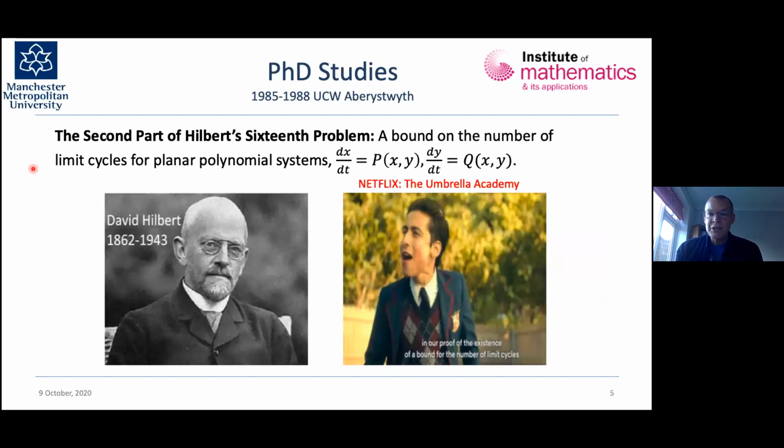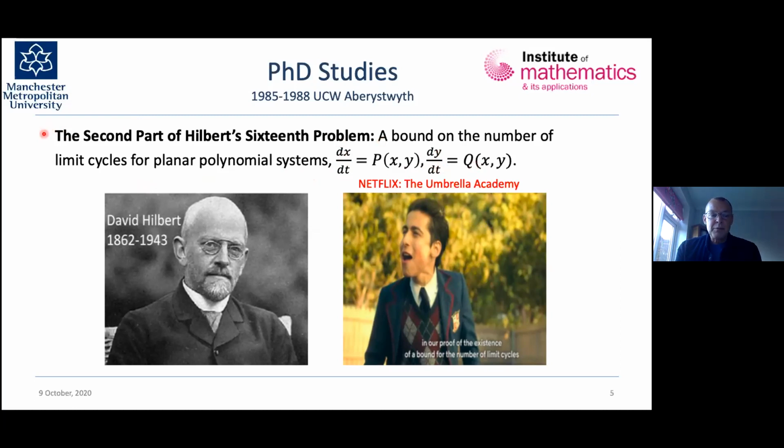So I'll give you a bit of history now. I did my PhD at University College Wales, Aberystwyth from 1985 to 1988. The problem I was working on was the second part of Hilbert's 16th problem. We were trying to find a bound on the number of limit cycles for planar polynomial systems of the form dx/dt is a function of x and y, and dy/dt is a function of x and y.